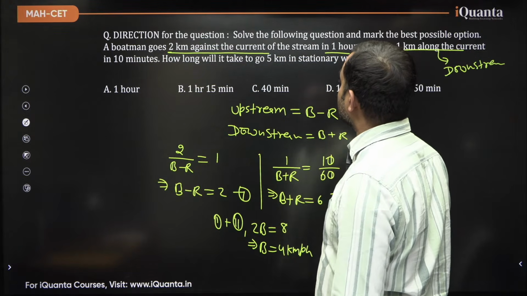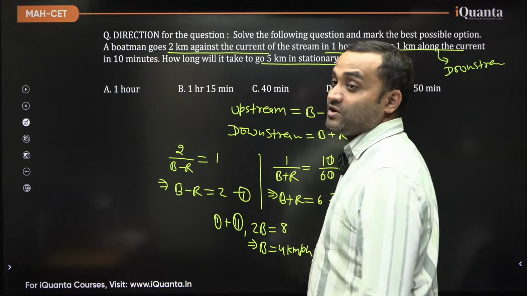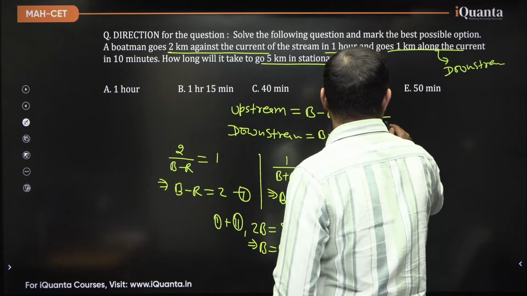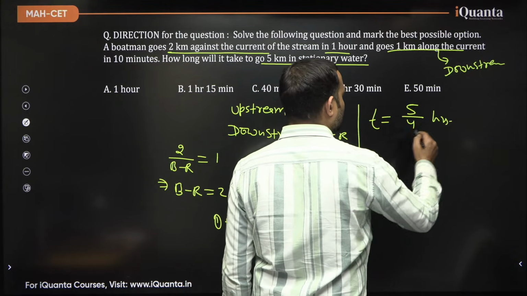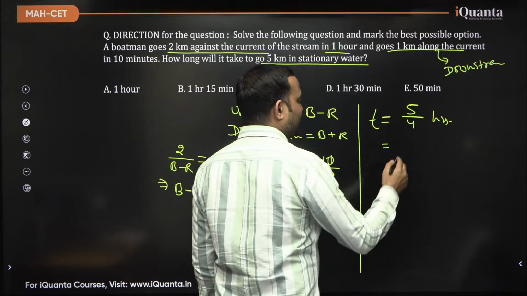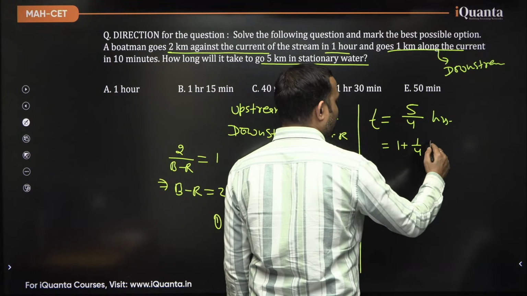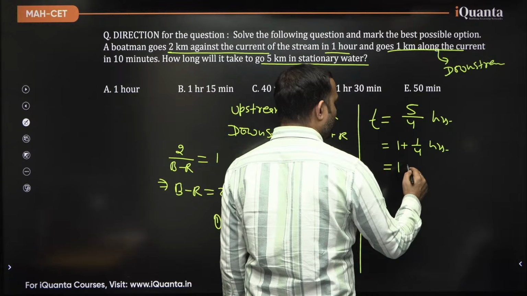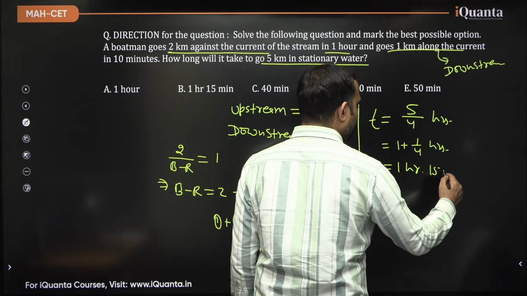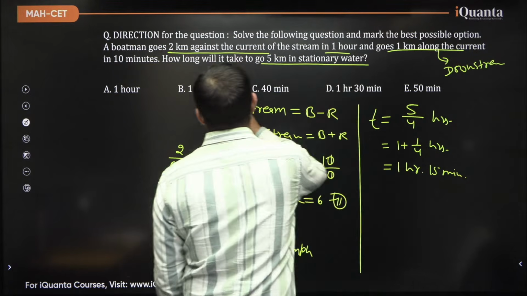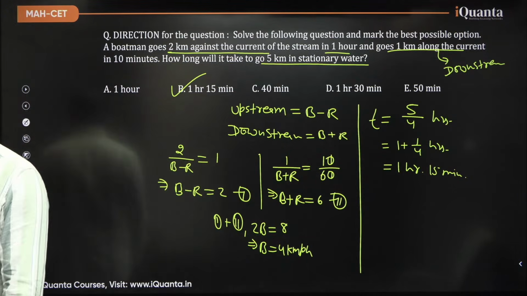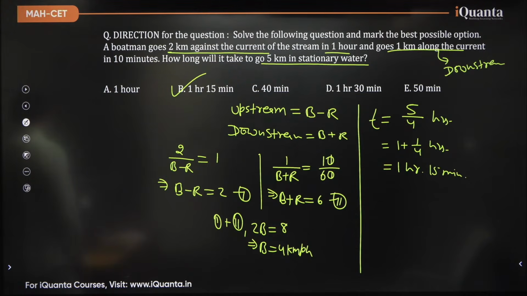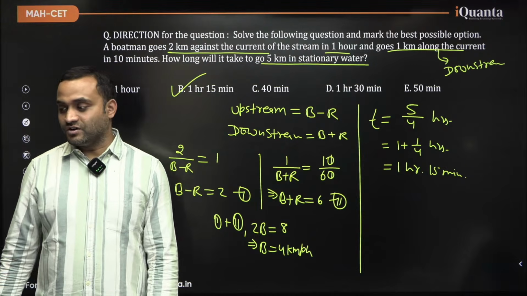How long will it take to go 5 kilometers in stationary water? So the time is 5 upon 4 hours, or we can write this as 1 plus 1 by 4 hours. 1 by 4 hours is 1 hour 15 minutes, right? 1 hour 15 minutes. So the answer is option B. Okay. So Shivam got this correct. Nicely done, Shivam. Very good.